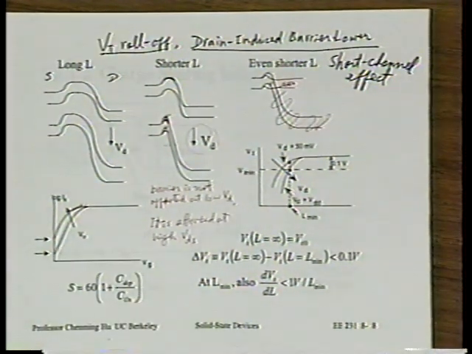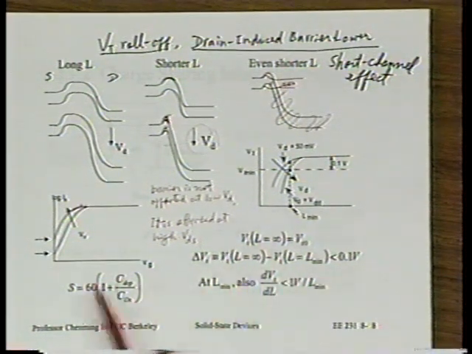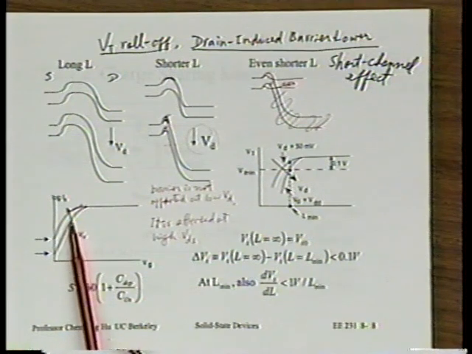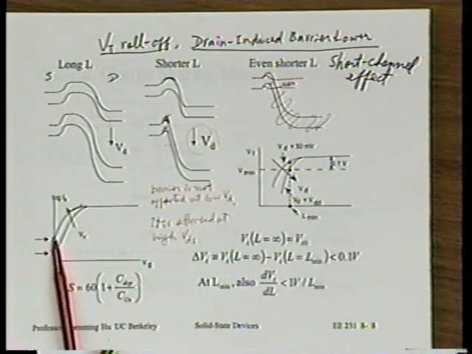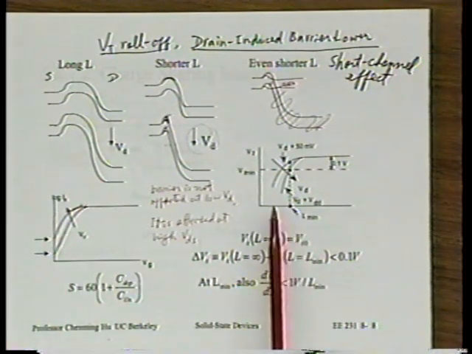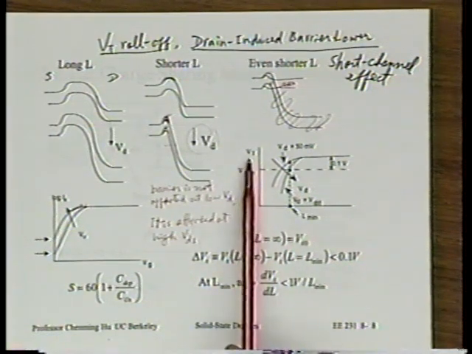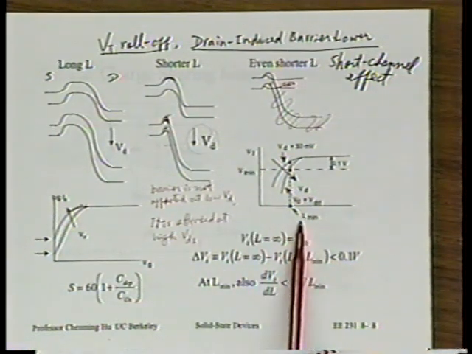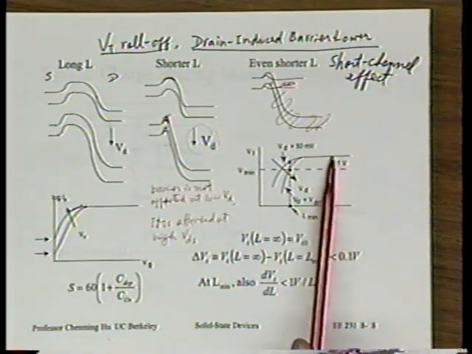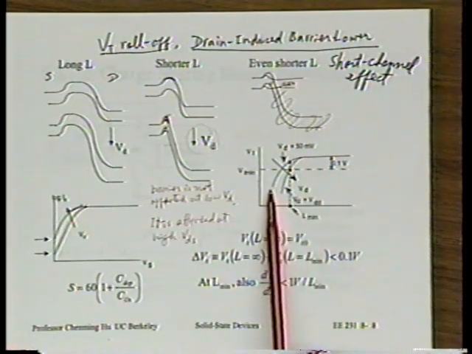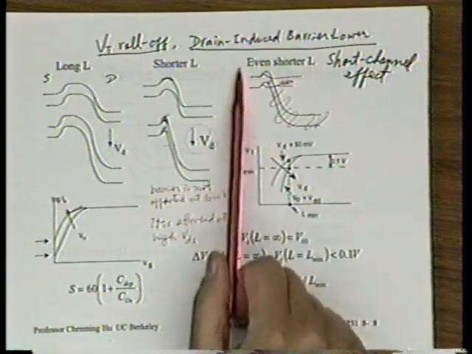All right, and let's see what else. So this shows how VT can decrease with increasing VD. What about this curve? This curve shows VT as a function of L can also drop. How do you understand that? Well, think about this picture, right?